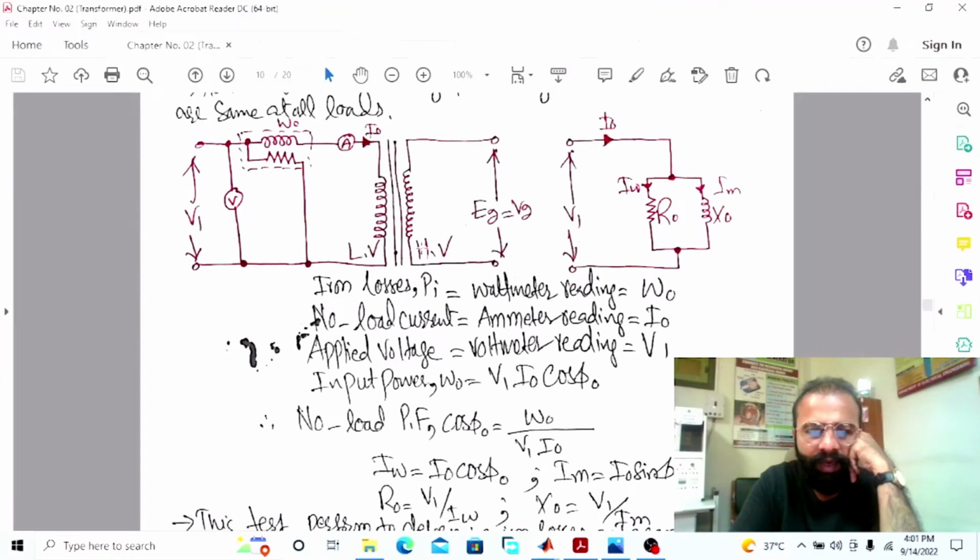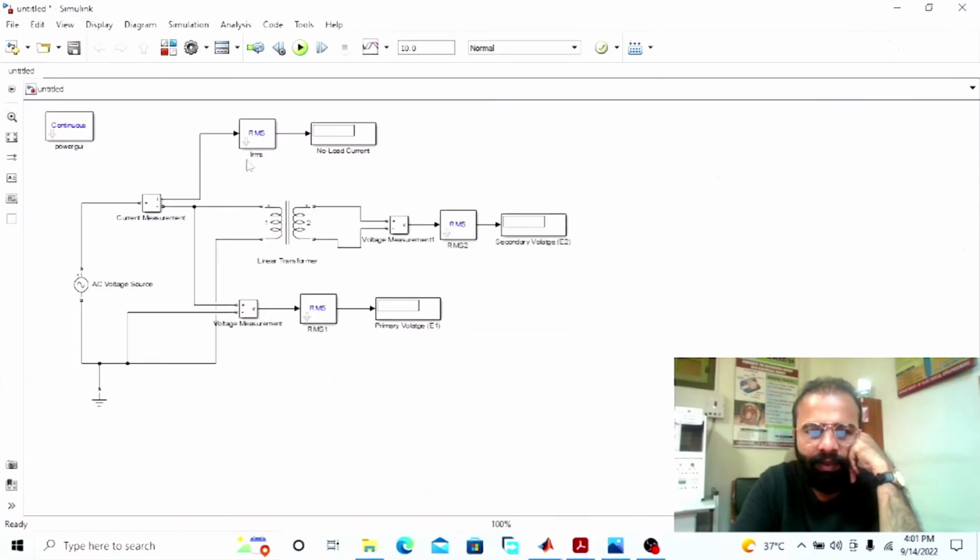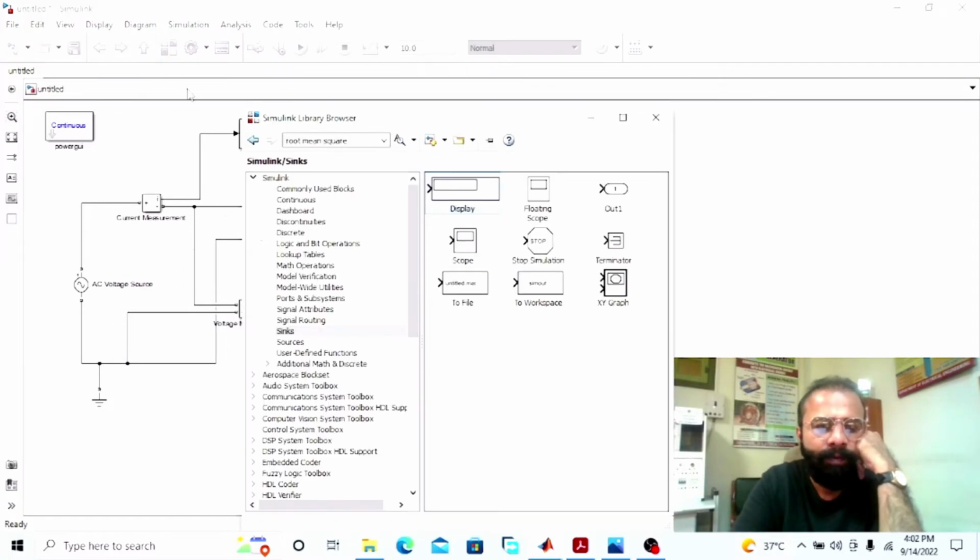Now we have to measure the power factor cosine phi naught. In this case there is no block available in MATLAB, so design the power factor measurement block to measure the power factor on the low voltage winding of the transformer, which is the primary winding.